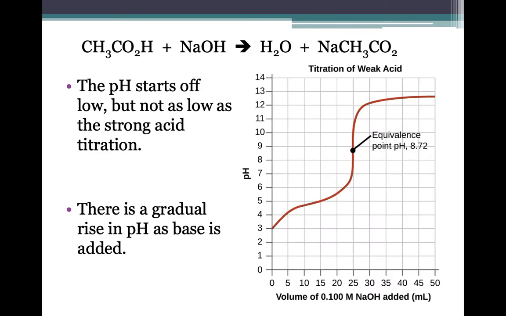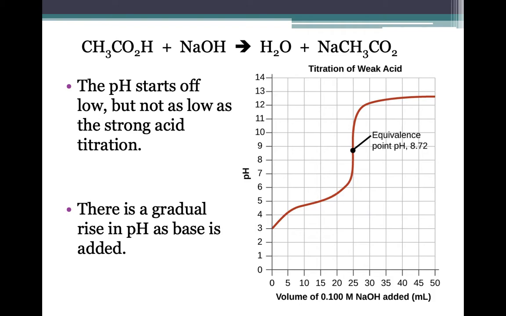So here is an acetic acid solution. You'll note first, the first thing that jumps off the page to me is that the starting point is not down at 1 pH, but up closer to 3. Even if they have the same concentration, since acetic acid is a weak acid, it will not completely dissociate, and therefore will not have a pH down at pH 1.